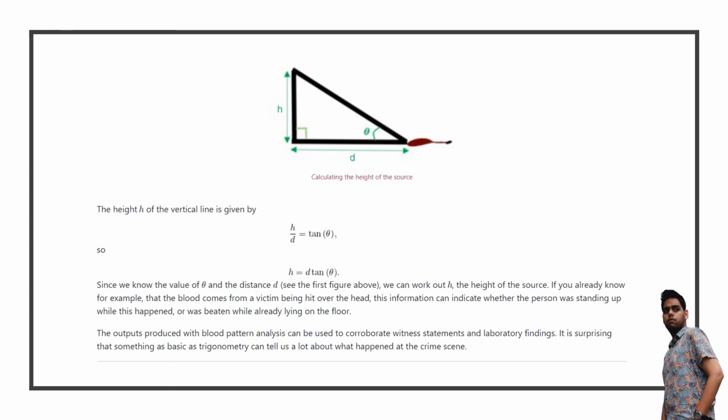If you already know, for example, the blood comes from a victim being hit over the head, this information can indicate whether the person was standing up while this happened or was beaten while already lying on the floor. The outputs produced with blood pattern analysis can be used to corroborate witness statements and laboratory findings. It is surprising that something as basic as trigonometry can tell us a lot about what happened at the crime scene.